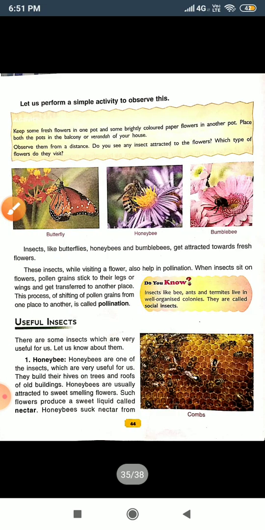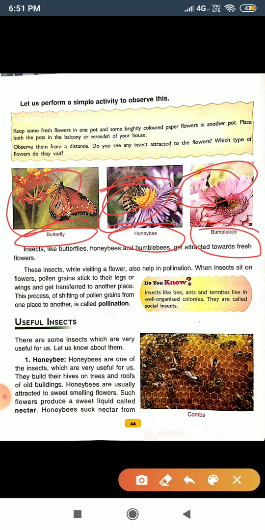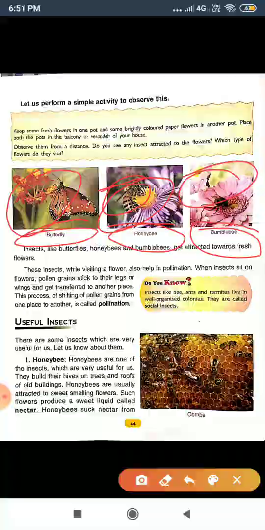Okay, now come to the next point. Next point is see this diagram. This is butterfly, this is honeybee, and here bumblebee. Okay, bumblebee. So see this bumblebee, honeybee and butterfly. These are the insects, and what are they doing? They are sitting on the flowers.